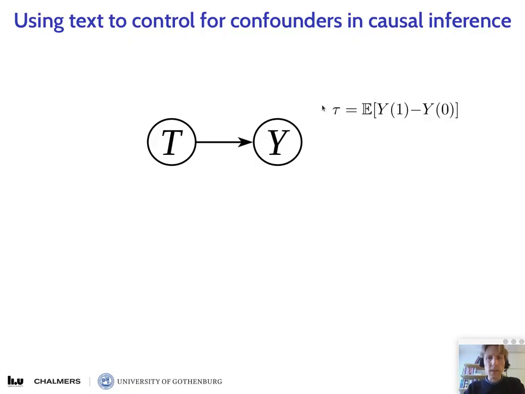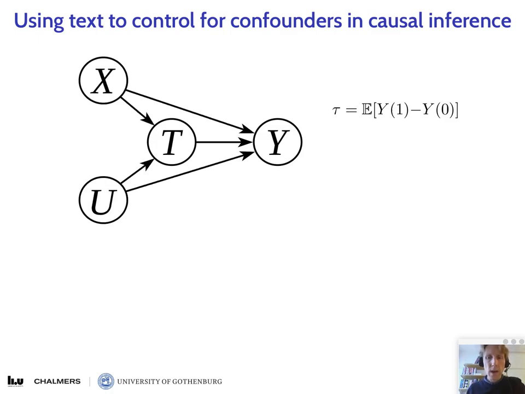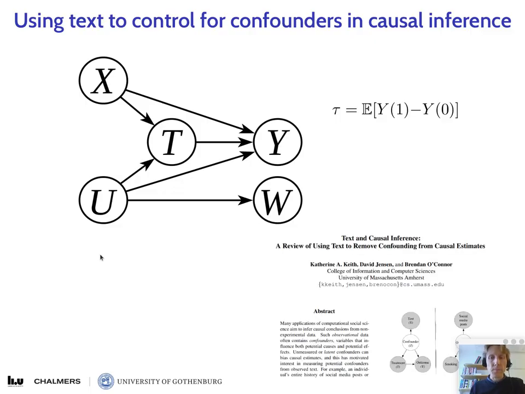Since we typically cannot carry out randomized controlled experiments, we have to work with observational data and control for different kinds of confounding variables. So this could be observed confounders and also unobserved confounders. So what can we do if we have unobserved confounders? Recently there is a line of work trying to use text as a proxy for unobserved confounders. The recent paper by Keith and colleagues gives an introduction to this line of research.